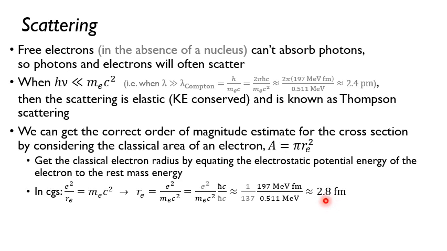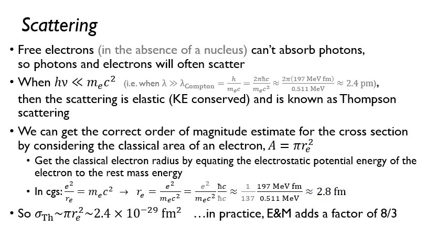which is obviously not right, it's a point particle. It doesn't have a radius. This is more like the radius of a nucleon. But in any case, you take this and plug it into your area calculation. So then your Thomson scattering cross-section is that classical area of the electron, which is about 2 times 10 to the minus 29 femtometers squared.